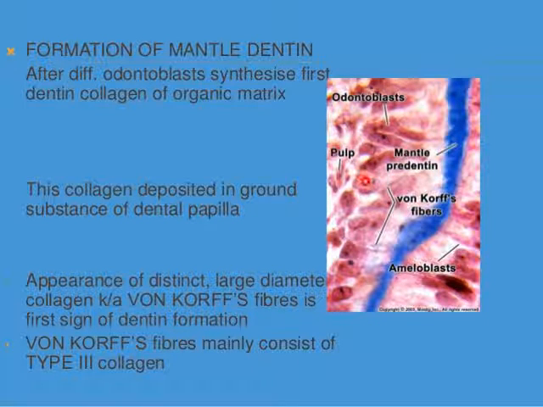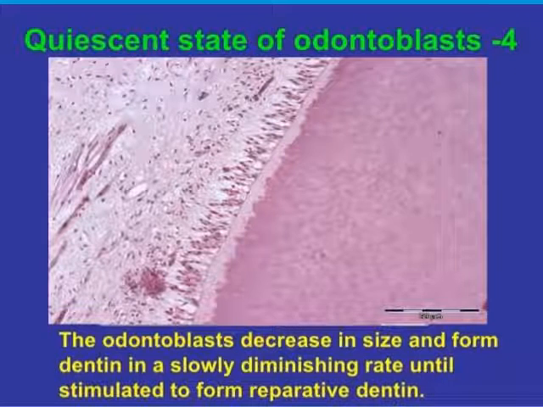differentiated odontoblast. These von Korff's fibers are present inside the predentin, which is secreted by the odontoblast, and are present only in the mantle dentin. This fiber is perpendicular to the basement membrane and is regarded as type 3 collagen fibers.